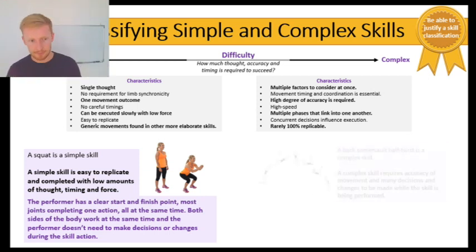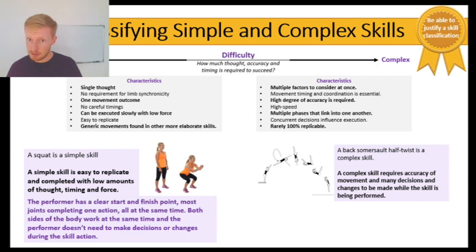It's a simple skill. Whereas the back somersault, half twist, I think that's a complex skill. Stated it. Identify the characteristic. Well, it requires a lot of accuracy.